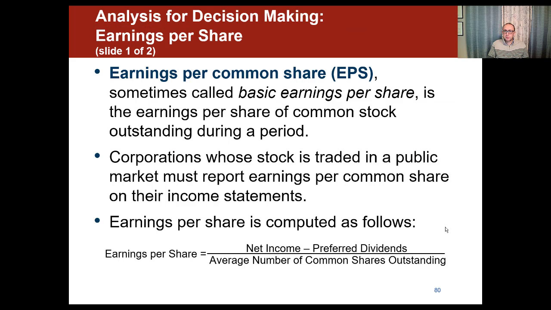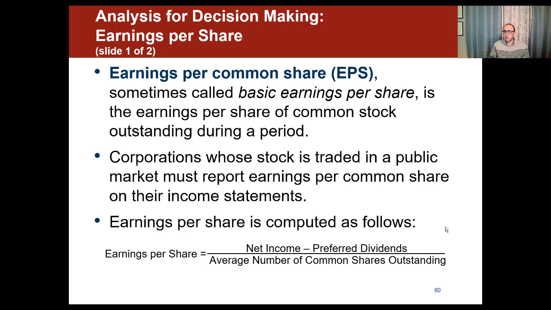One last thing for this chapter is an important ratio called earnings per share, or earnings per common share. It's very well known to everybody as the EPS. It's the earnings per share of common stock outstanding during a period. And it just shows how much earnings has been allocated per share of common stock outstanding.